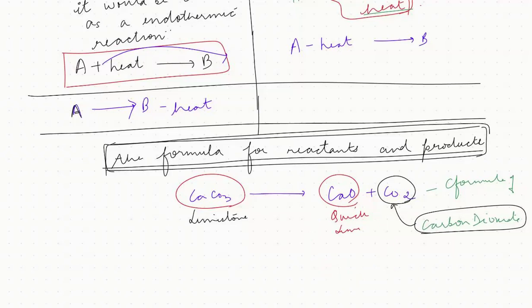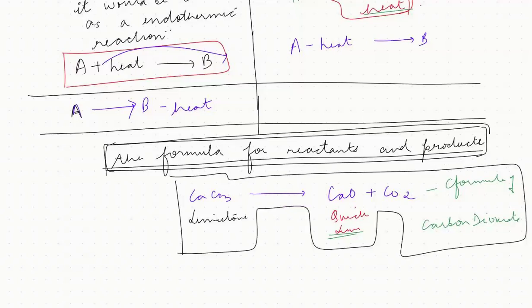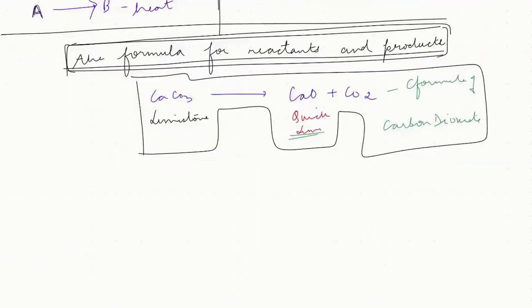So basically, a formula is a shorthand notation of the compound. That's what you're supposed to understand. So we would have CaCO3 giving me CaO and giving me CO2. Any doubts in this? Are you sure? This would give me CaCO3 to CaO plus CO2.